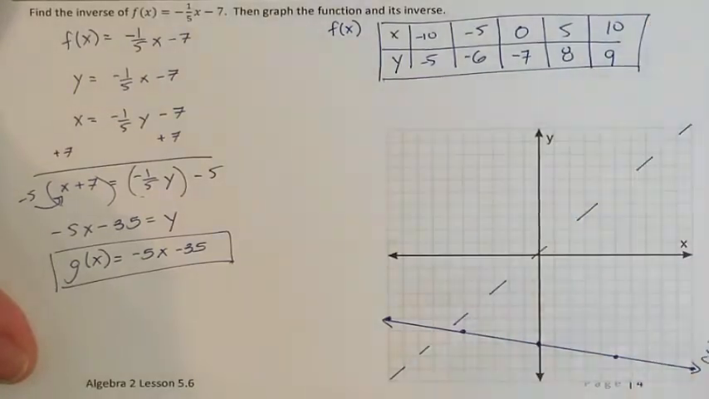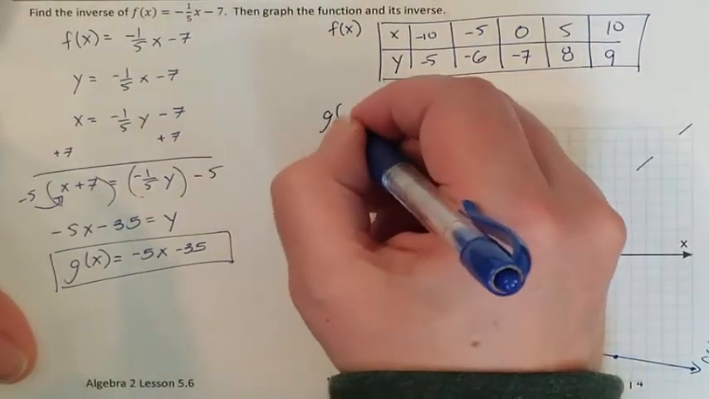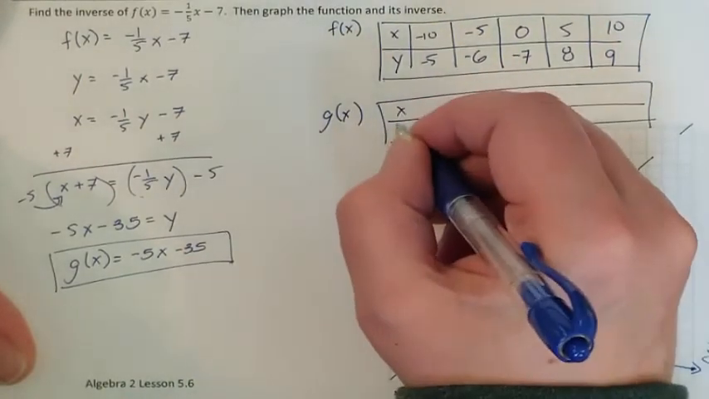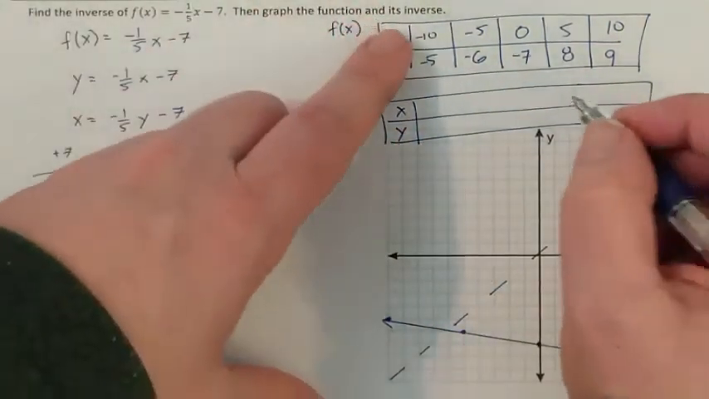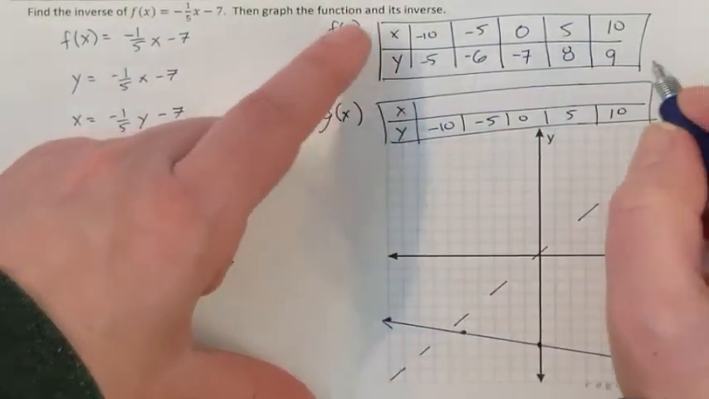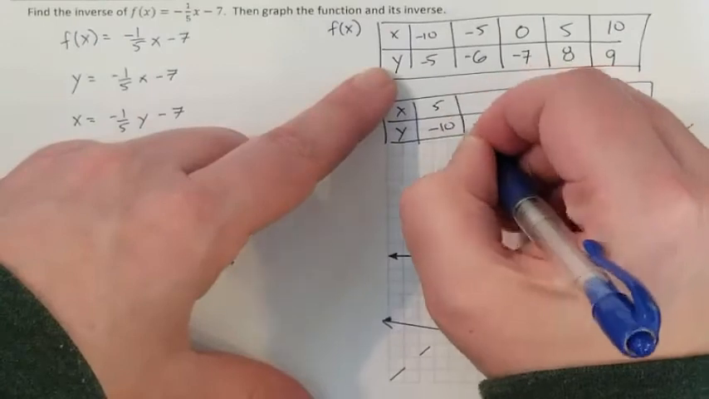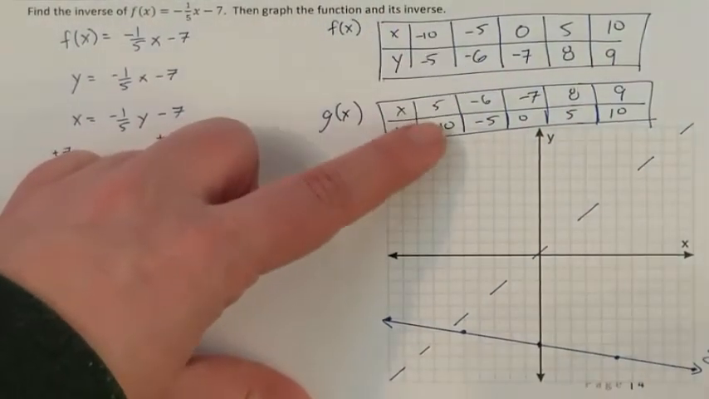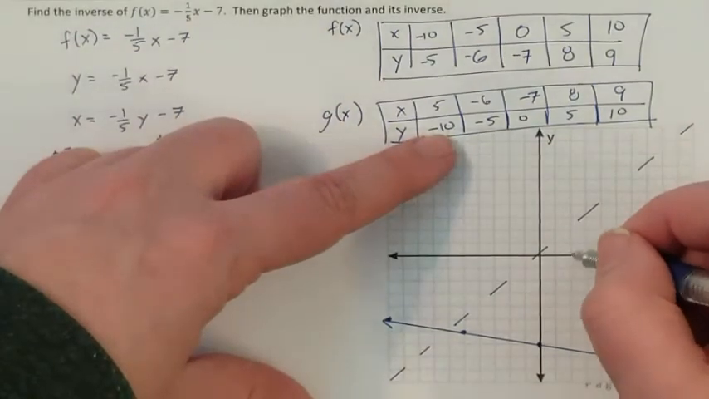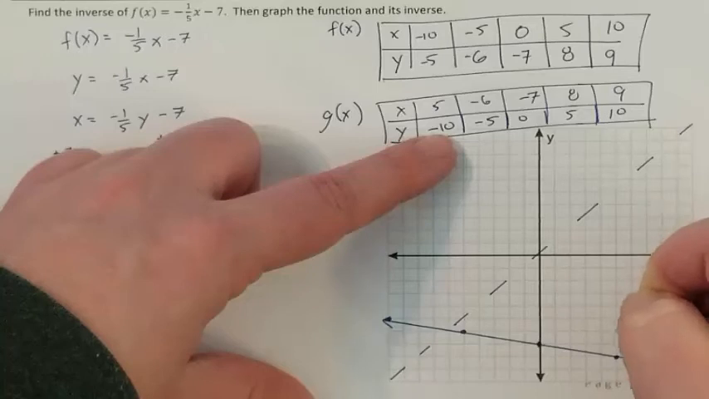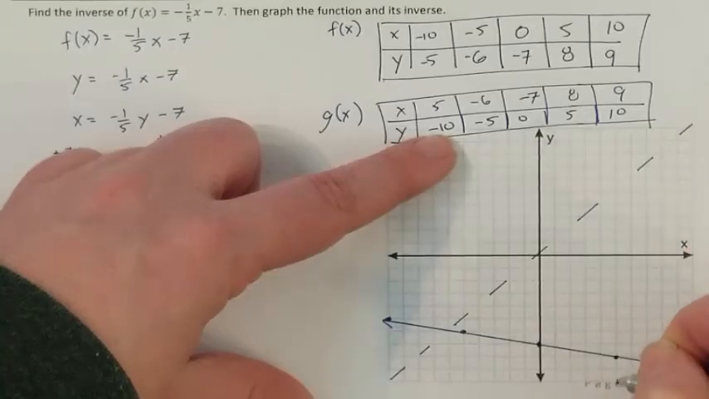If we wanted our inverse, we are just supposed to switch the x and the y's. So what used to be x is now my y's, and what used to be my y's are now my x's. And those are the points we're going to graph. So I need 5, negative 10.